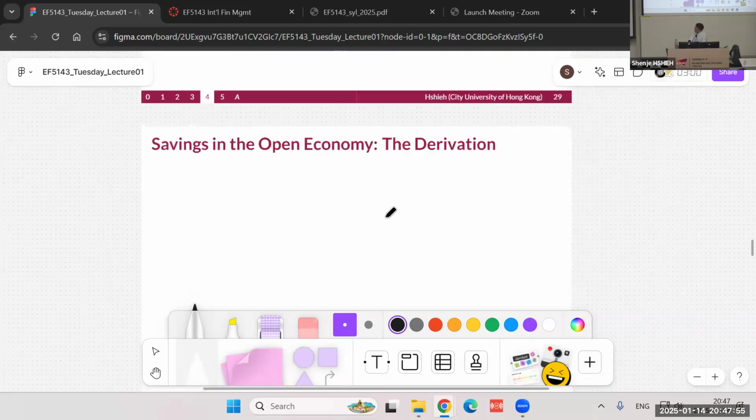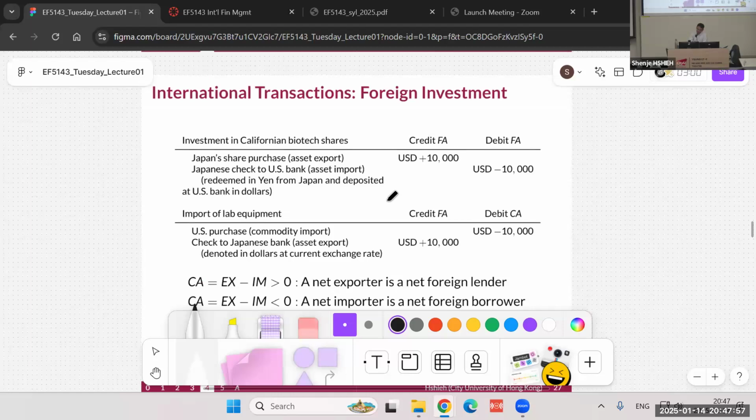Okay, let me give you one more example of international transactions and how that impacts the current and financial accounts. So, another example of financial transactions. Let's think about investments from Japan in private equity. So in this example, I have Japan.